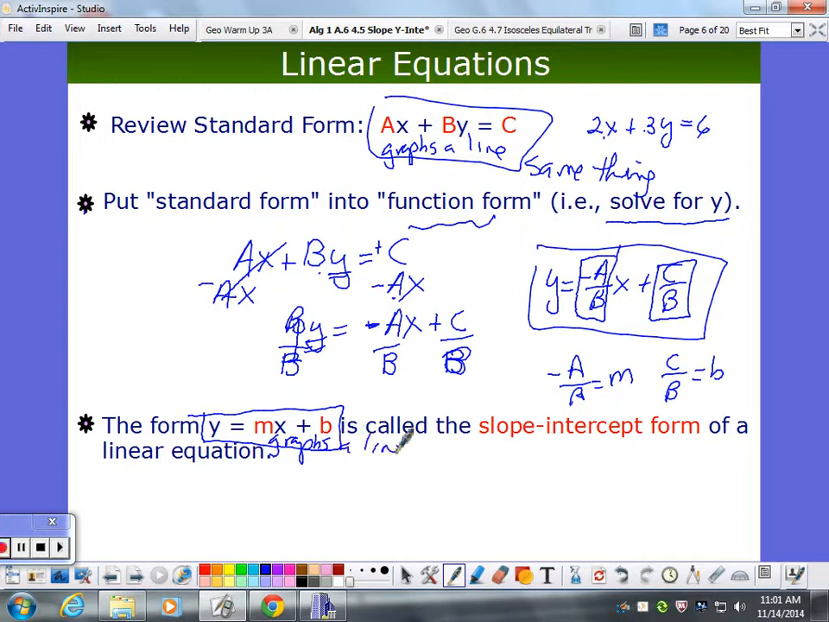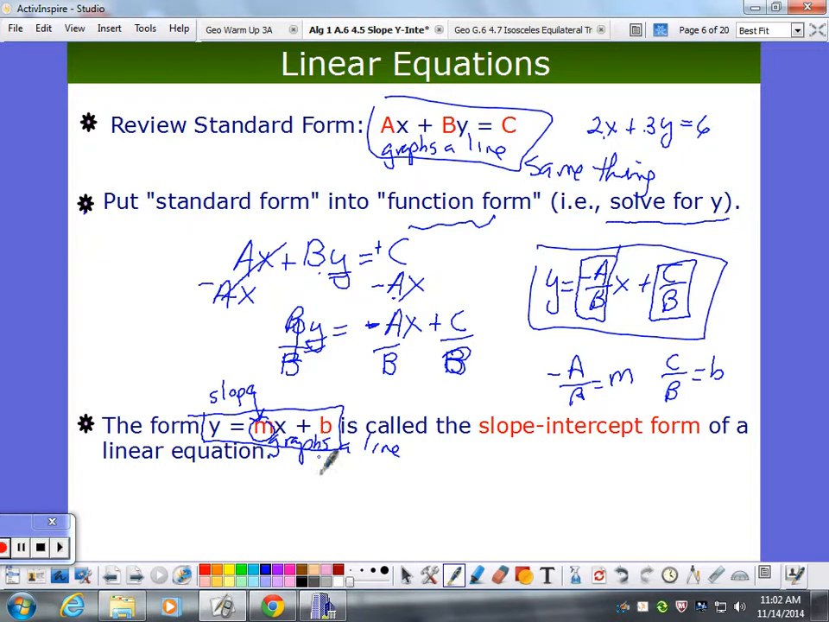But why is this so special? Remember m? M is slope. So if you have an equation in this form, then you know the slope of the line just by looking at the coefficient of the x value. Do you know what a coefficient is? It's a number next to the variable, right? So this will be a number. Remember, it's a placeholder for a number.